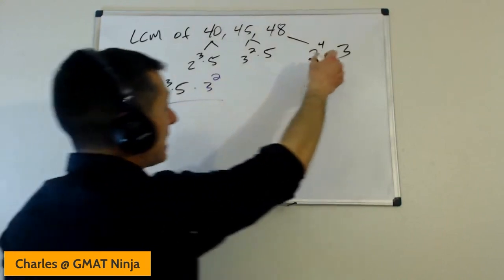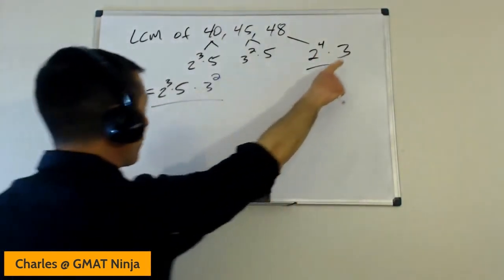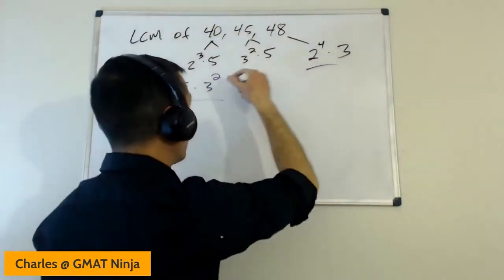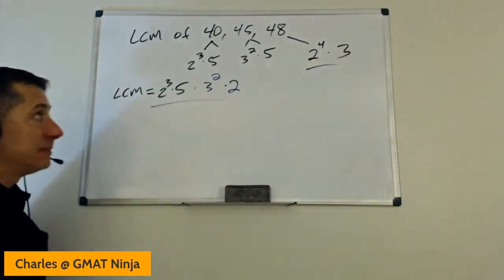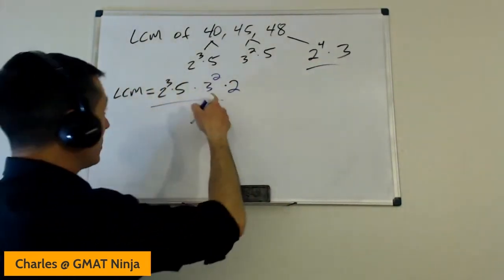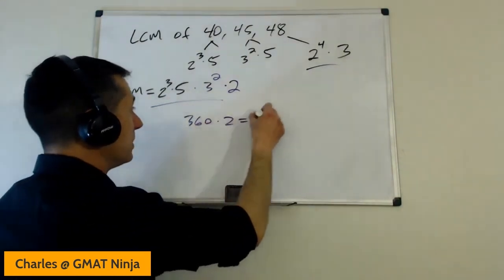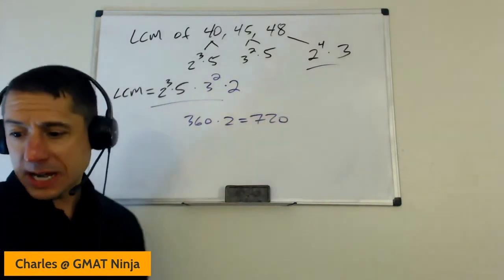Okay, I got this guy left, got the 48. What am I missing? I already got the 3. I got 3 of the 2s. I already got 2 of the 3rd here. I just need one more 2, and that's it. I can multiply those out. So let's see, 40 times 9, that gives me 360 times 2, 720. So your answer is E.